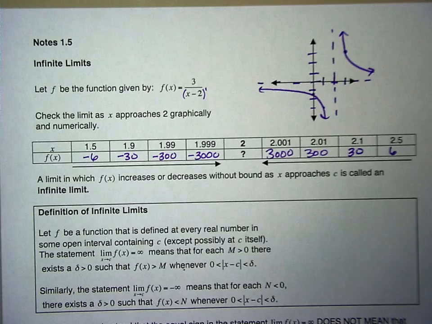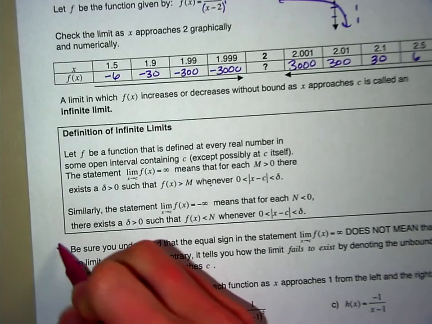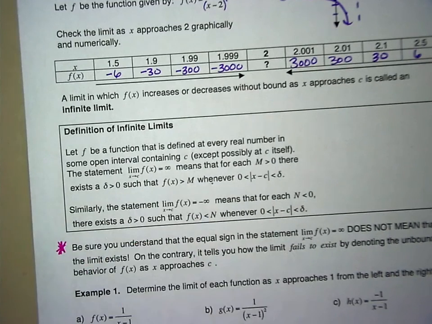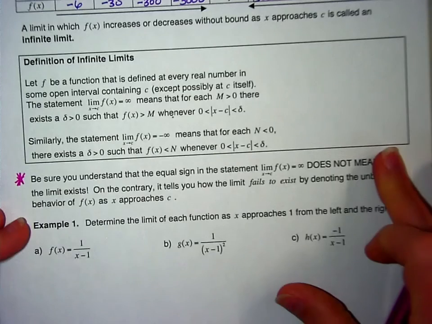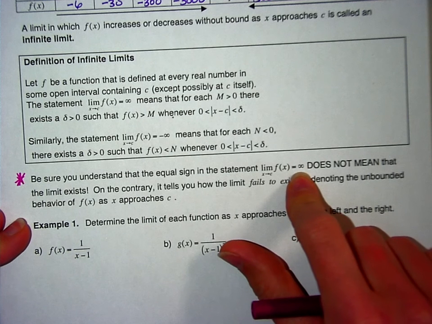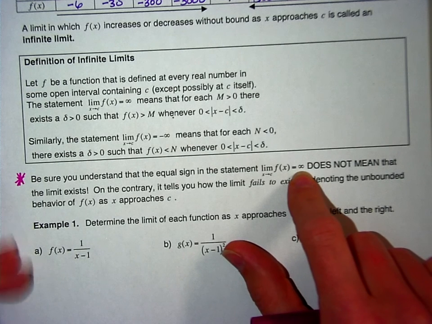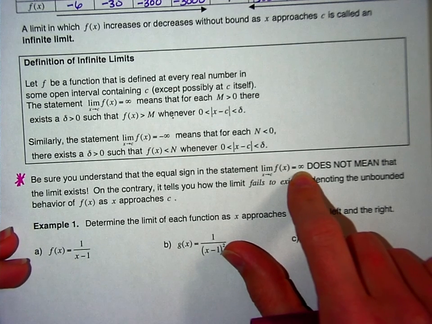All right. However, I want you guys to put a star next to this statement here. We're going to start describing our increasing and decreasing without bound using infinity. Now, we're using infinity as a symbol. That's it. Okay. This does not mean that this limit exists. In fact, infinity is not a real number. It's just a symbol to say that it's increasing without bound.